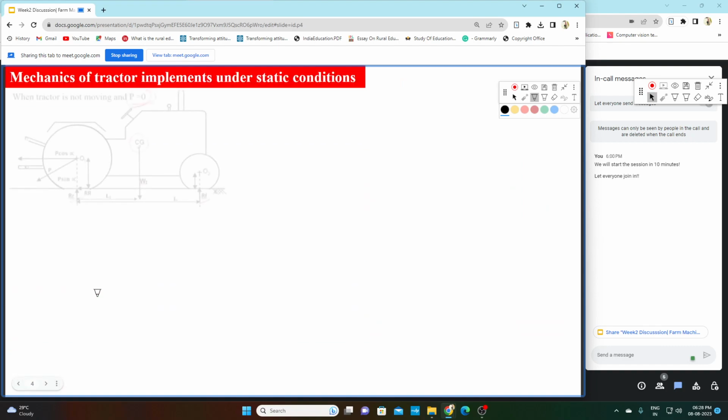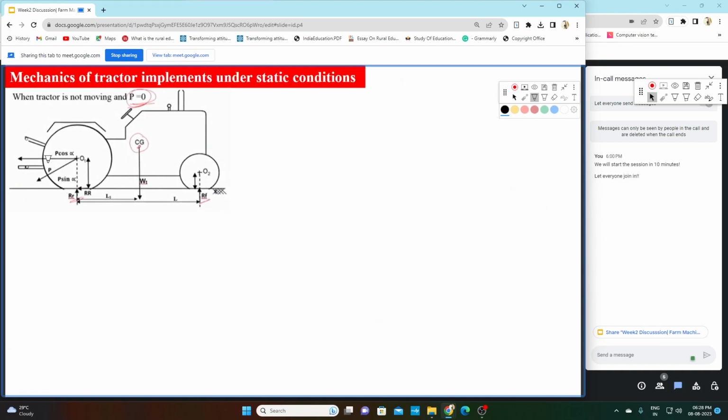Okay, so static condition. I hope these terms are clear, and this P is the pull. P has two components, a horizontal component and a vertical component. If this is the angle alpha, the horizontal component will be P cos alpha and the vertical component will be P sin alpha. But in the static condition this pull is zero, so there is no horizontal or vertical component of pull.